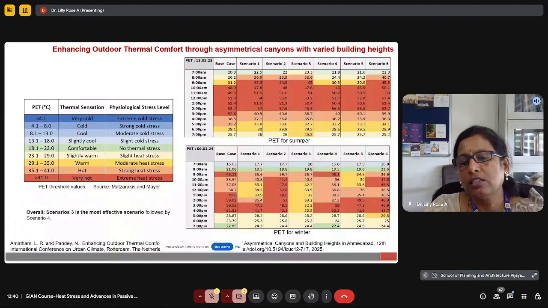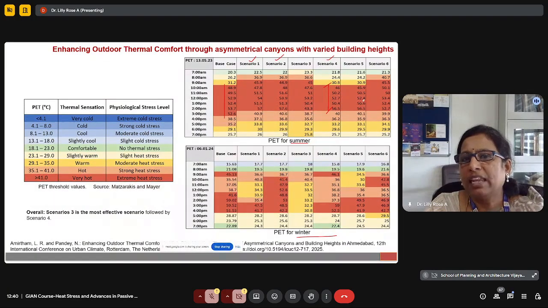We did the analysis for both critical summer and winter conditions for the entire day. If you see, the first one was just higher building in southwest-northeast, and the second one is northwest-southeast. The third one is with shading, then with shading in the other orientation. So we did find that the base case had about 6 hours of extreme heat stress, which reduced to about 5 hours of extreme heat stress, though it is just 1 hour.